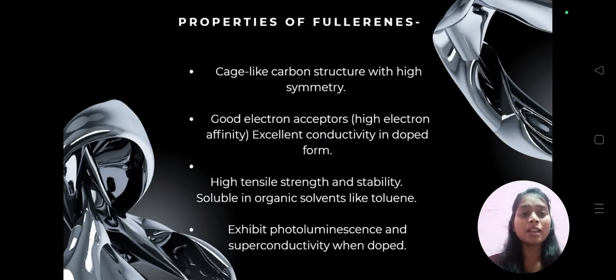The first one is very important and simple: a cage-like carbon structure with high symmetry. They are good electron acceptors with high electron affinity, have excellent conductivity in doped form, high tensile strength and stability, are soluble in organic solvents like toluene, and exhibit photoluminescence and superconductivity when doped.